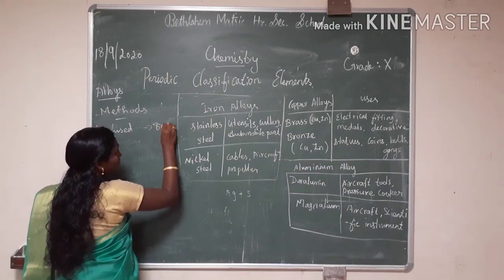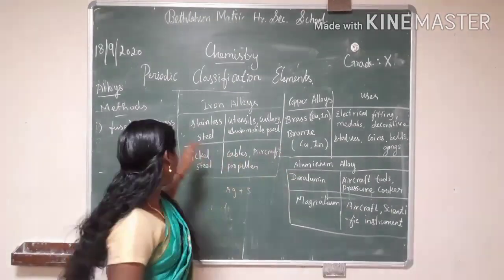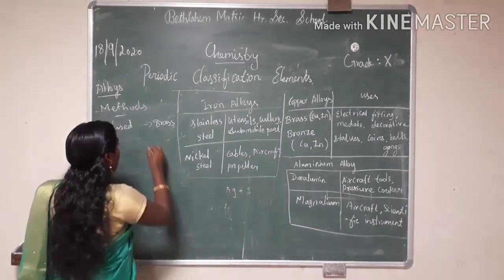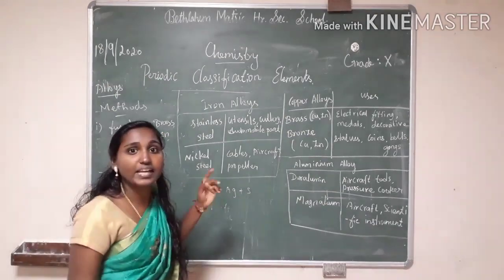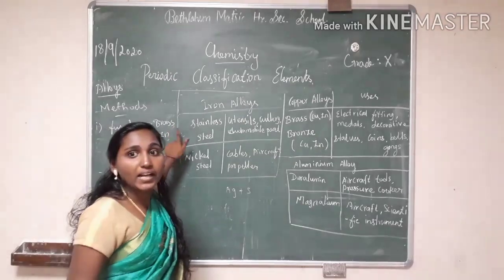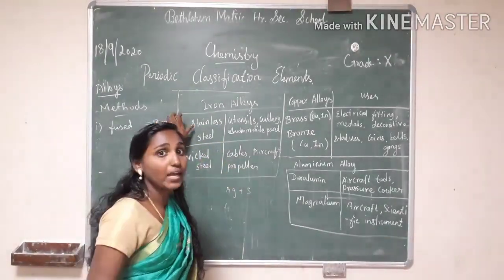The Tamil meaning of brass is pithalai. So brass contains copper and zinc. Here, this copper and zinc are fused together to make brass.